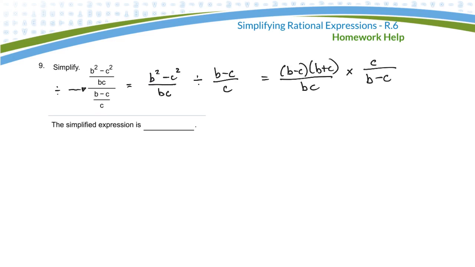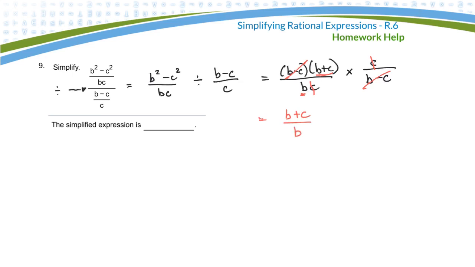Now I'm going to look for factors of 1 that I can remove. There's a b minus c, a b minus c. Something divided by itself is 1. I can remove those. This c here cancels with that c. I'd love to cancel this b with this b, but because the b is anchored with the c, I can't. So my final answer here, on the top I'll have a b plus c, on the bottom a b.